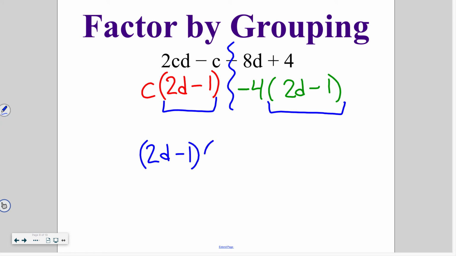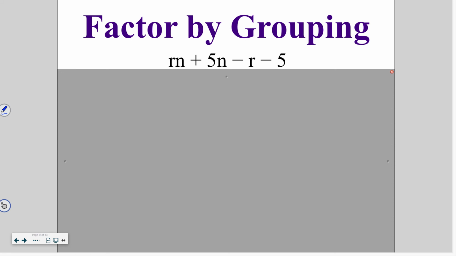The second parentheses comes from our GCFs, so C minus 4, because we pulled out that negative 4. Go ahead and try this one on your own.